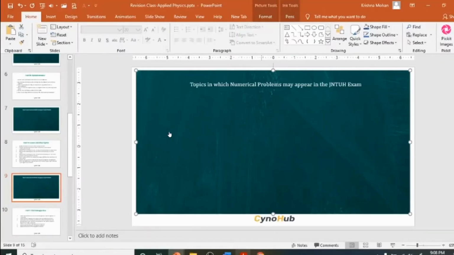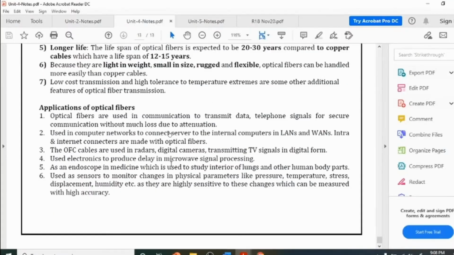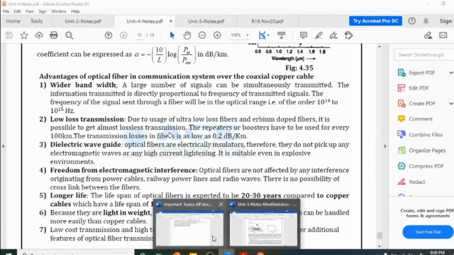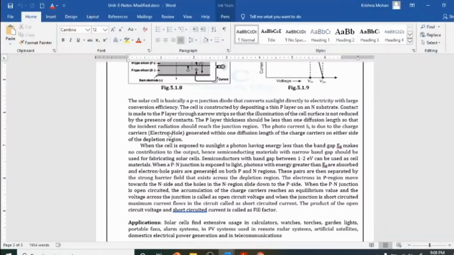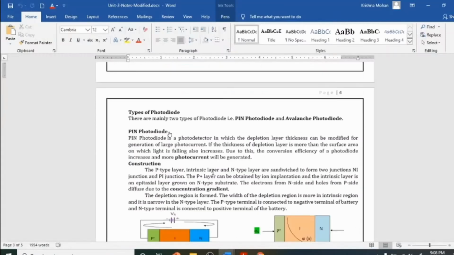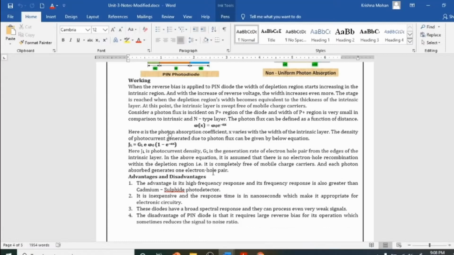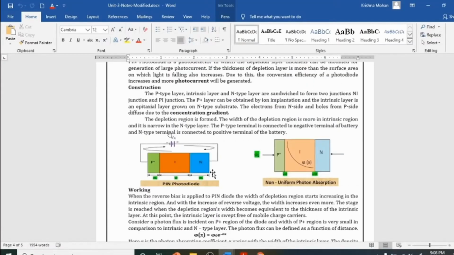Right? So this is all about the concept of our revision class, and where you would be finding it, I would open the third unit as I have told you. Yeah, this is the third unit notes. You would have photodiodes also if you want to study, and this is a small unit. You can prepare and write definitely 2 questions from it.